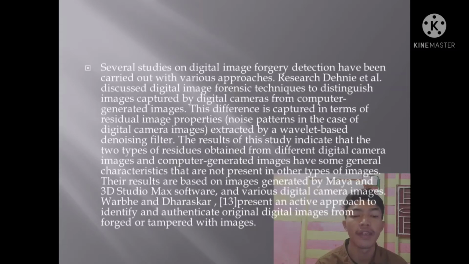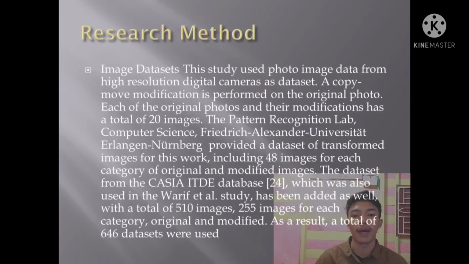Now to the part of the research method. Image datasets. This study used photo image data from a high resolution digital camera as the dataset. A copy move modification is performed on the original photo. The original photo and its modifications have a total of 20 images. The Pattern Recognition Lab, Computer Science, Friedrich Alexander University Erlangen-Nuremberg provided a dataset of transformed images for this work, including 48 images for each category of original and modified image.